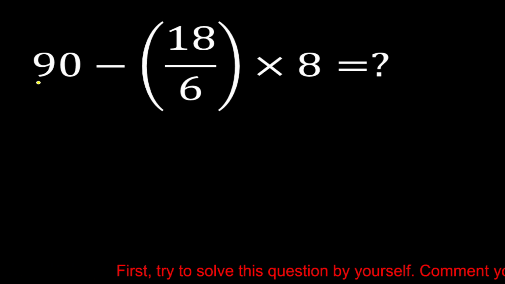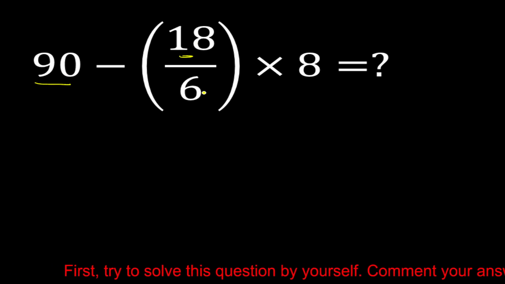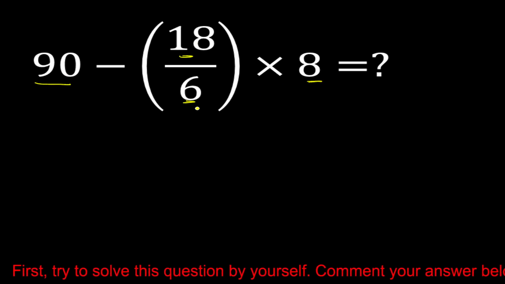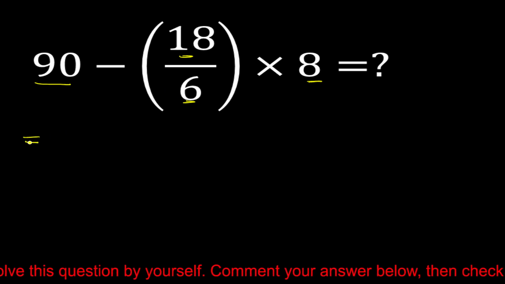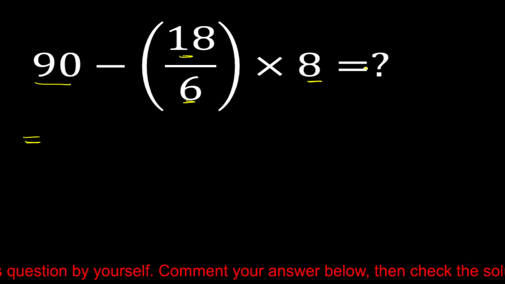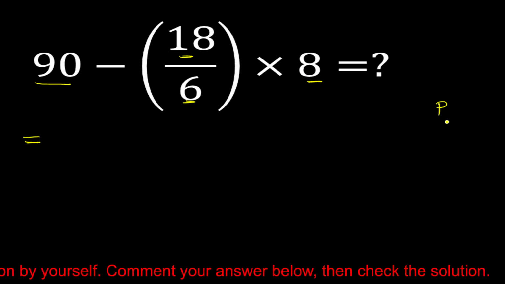So here we have a question: 90 minus 18 divided by 6 multiplied by 8, okay? So is equal to, now let's solve this question by using the PEMDAS rule. PEMDAS.